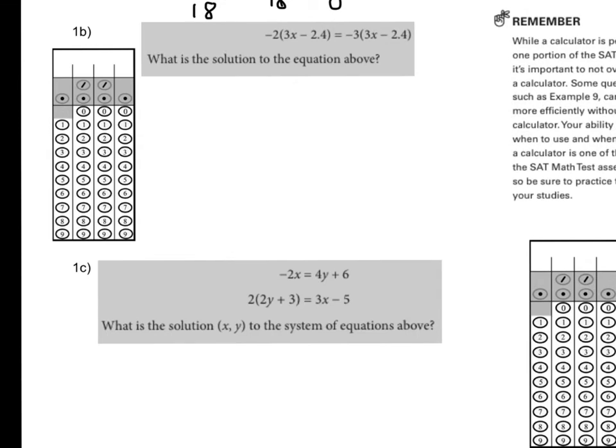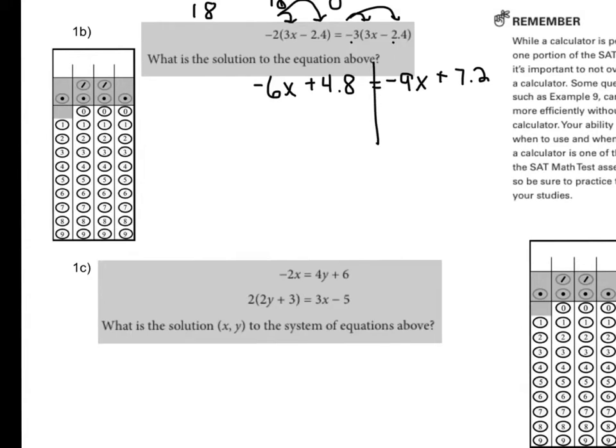We have another problem that's just solving an equation. So my advice is to distribute first. So you'll get negative 6x, and then negative 2 times negative 2.4 is positive 4.8. Set it equal to the other side. Negative 3 times negative 3x is negative 9x. Negative 3 times negative 2.4 is positive 7.2.